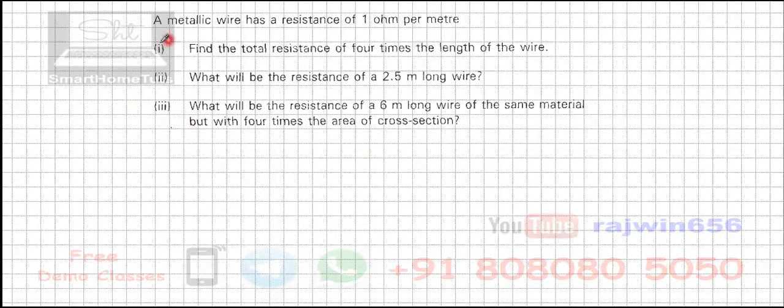Okay, so this is the first question based on resistivity. A metallic wire has resistance of 1 ohm per meter. Find the total resistance of 4 times the length of the wire. Now this is a straightforward unitary method. 1 meter is 1 ohm. So 4 times the length means 4 meters. Obviously this resistance is going to be 4 ohms.